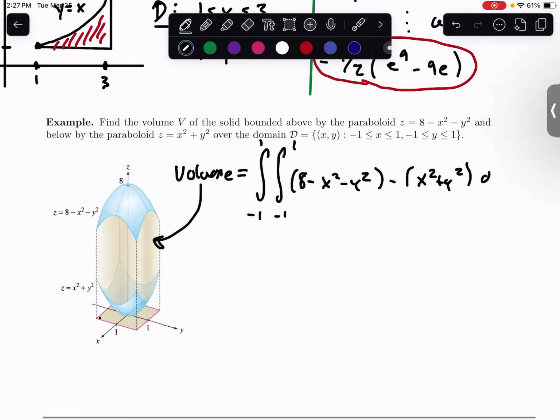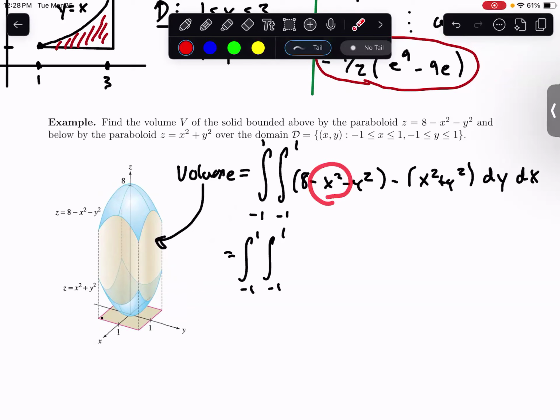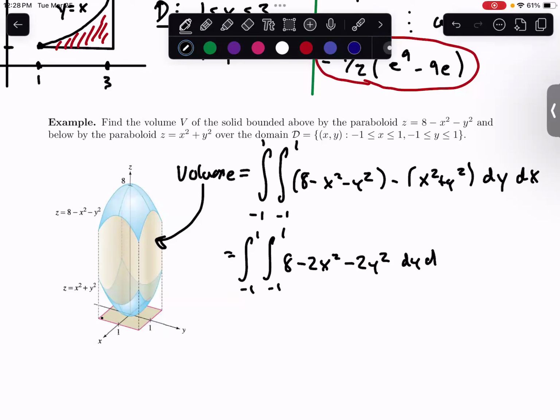And then I'm going to integrate with respect to y first, and then I'll integrate with respect to x. Right. So now once you're done setting things up, the problem itself really isn't that bad. This is the integral from -1 to 1, integral from -1 to 1. So we have a minus x squared. So this is going to be 8 minus 2x squared. And then y squared minus y squared will be minus 2y squared. This is going to be dy dx.